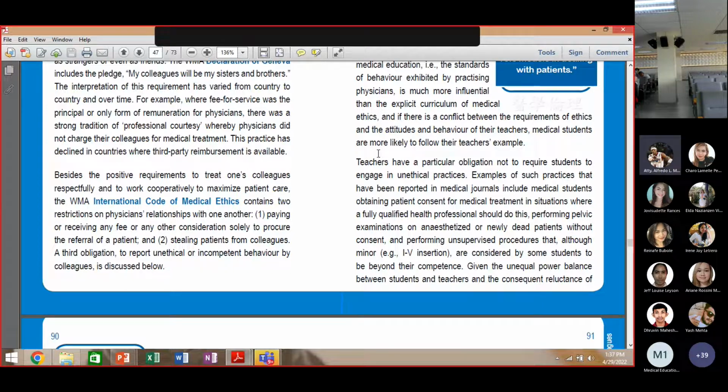Examples of such practices that have been reported in medical journals include medical students obtaining patient consent for medical treatment in situations where a fully qualified health professional should do this. Okay? Performing pelvic examination on anesthetized or newly dead patients without consent, and performing unsupervised procedures that, although minor, are considered by some students to be beyond their competence. Okay? So these are examples of practices, class, which is not allowed if you are a student.